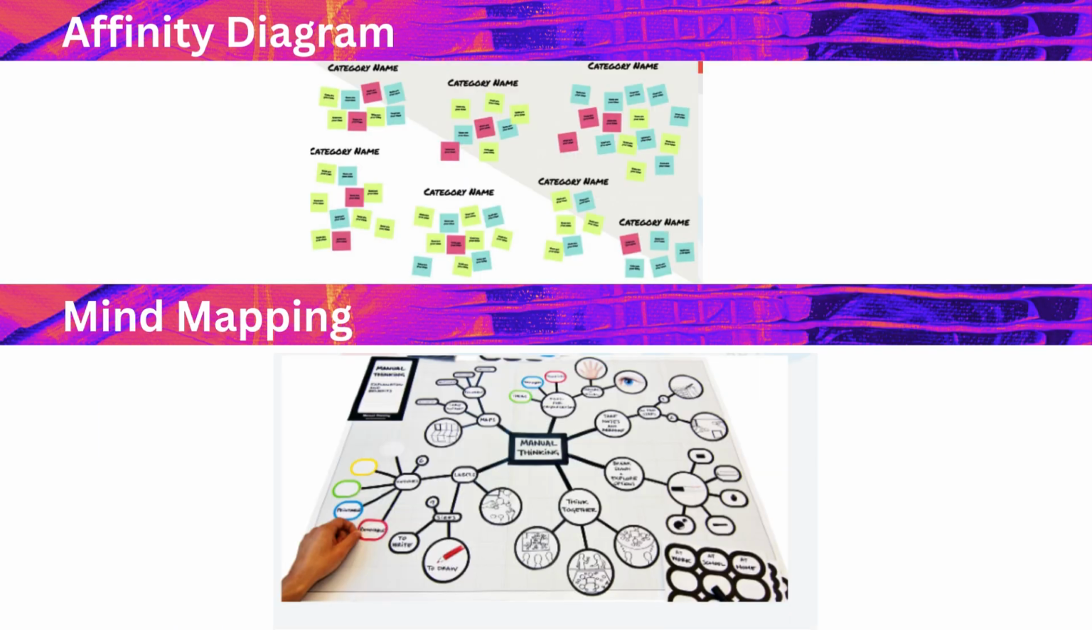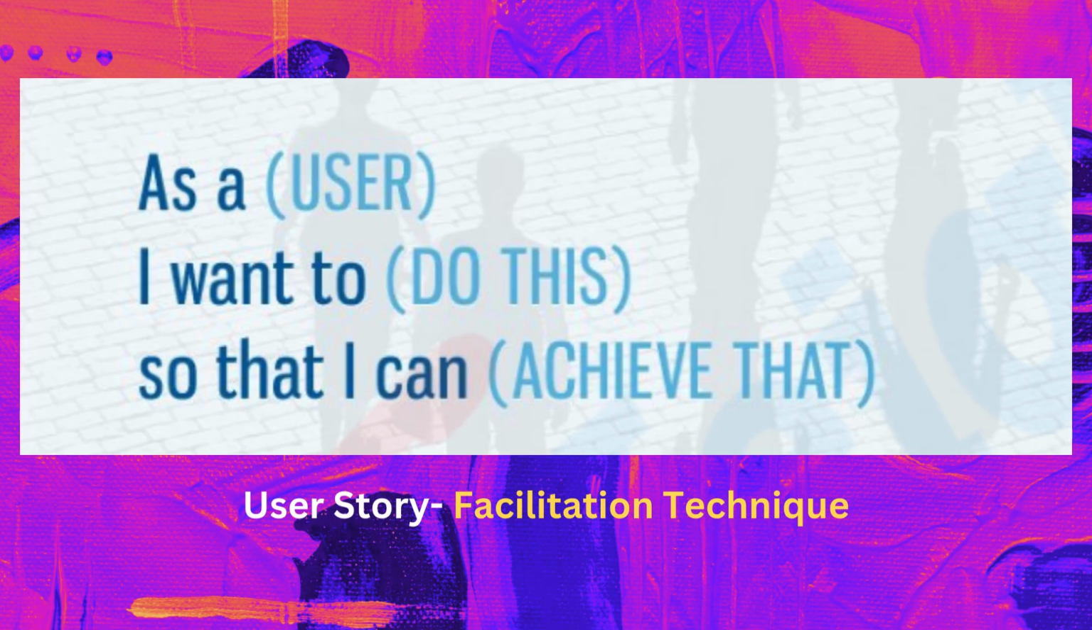Affinity diagram. An affinity diagram is a tool used to organize and group ideas or requirements into clusters based on their natural relationships. It helps in identifying patterns or themes in complex data, making it easier to prioritize and analyze requirements. Mind mapping. Mind mapping is a visual brainstorming tool used to represent ideas or requirements hierarchically. It starts with a central idea and branches out into related subtopics, promoting creativity and clarity in understanding the scope.